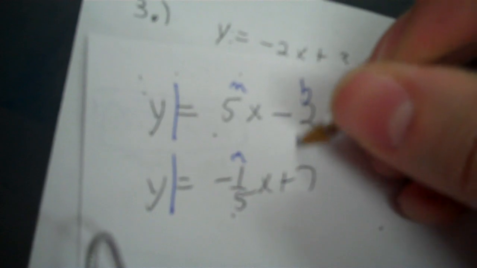MB, MB. Okay. So parallel, obviously not parallel, they're not the same. Okay. Now you take 5 times -1/5. And it's -1. So perpendicular.